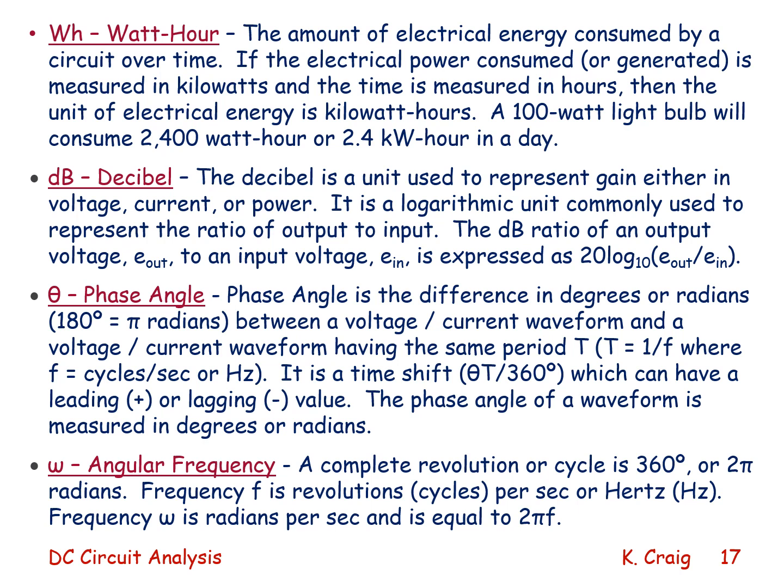The fourth quantity is the angular frequency, omega. A complete revolution or cycle is 360 degrees, or 2 pi radians. Frequency f is revolutions or cycles per second, or hertz. Angular frequency omega is radians per second and is equal to 2 pi f.